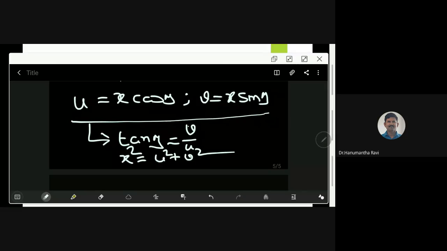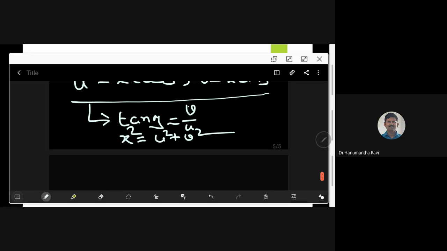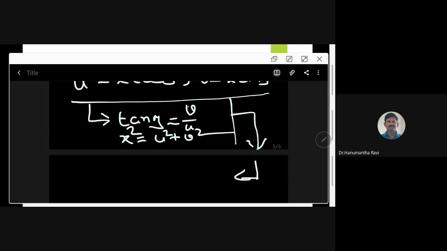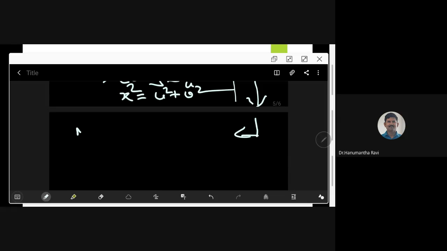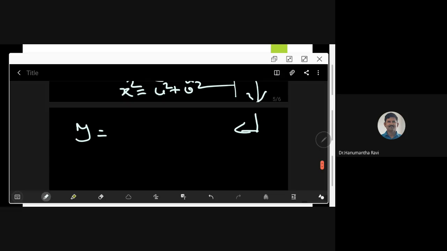So somehow we are able to write y explicitly in terms of u and v, and x also in terms of u and v. How can that be done? If you take this, see here, what we can see is that y is equal to tan inverse v by u.